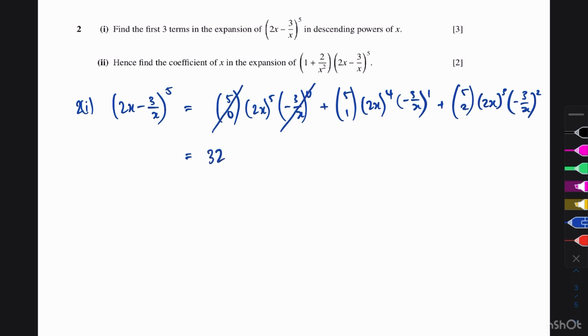So we've got 32x^5 here, plus, so this is going to be 5 times 16, which is 80, times 3, going to be 240. Also there's a minus there, so this is going to be a minus because of that. Minus 240. And then we've got 4 x's here, that cancels out with 1 x there. So we've got x cubed.